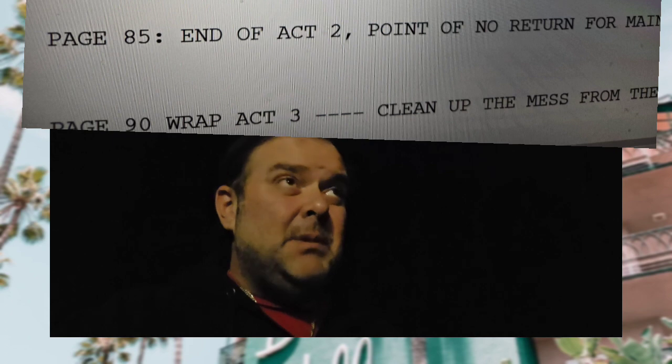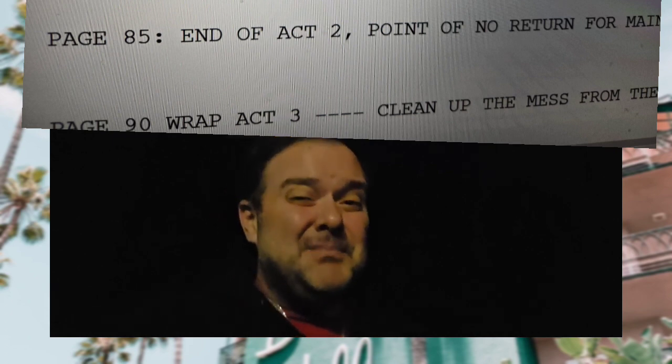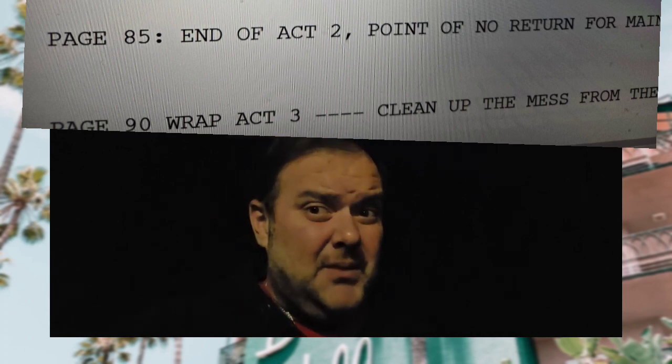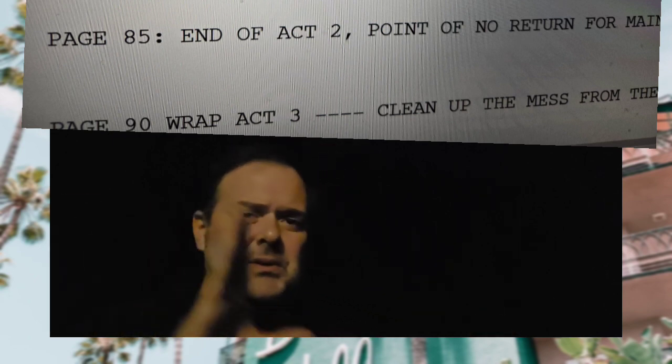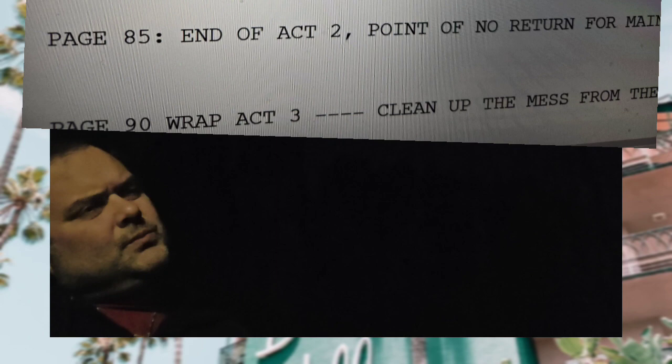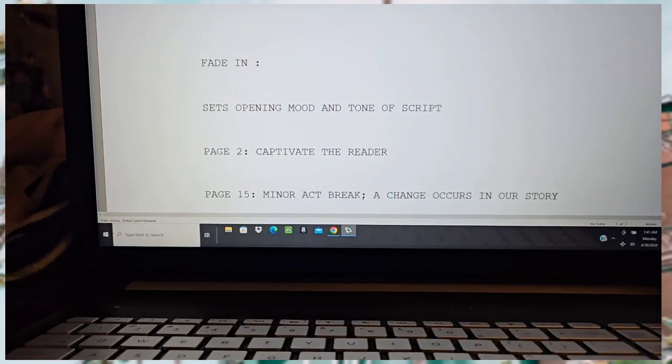So you're going to hate me, but by page 90, we want to try to end this. So by page 85, you should best be wrapping it up. Give some kind of end game. So here's an example of the screen. And then page 90, you want to finalize things.